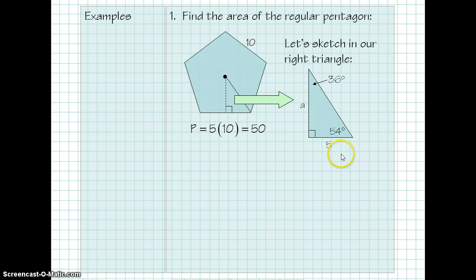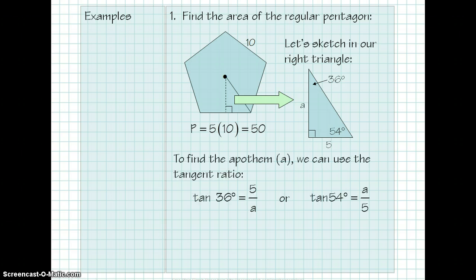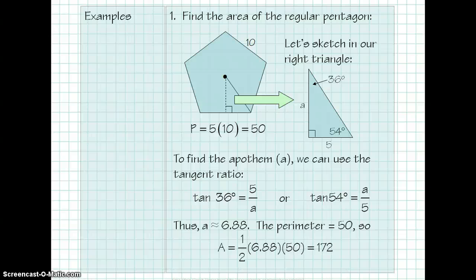So I have a little triangle here. Now we can use trig to find out what my apothem is. You can either take tangent of 36 equals 5 over a, or you can take tangent of 54 is equal to a over 5, whichever floats your boat. Either way, a is going to be about 6.88. We already know the perimeter is 50, so plugging that into my formula, I get my area is about 172.